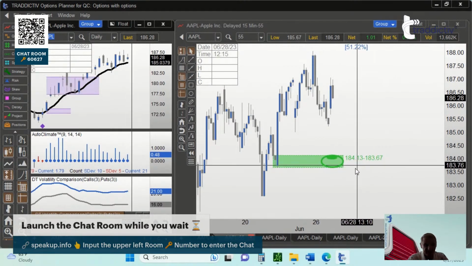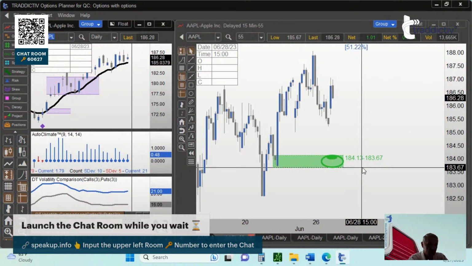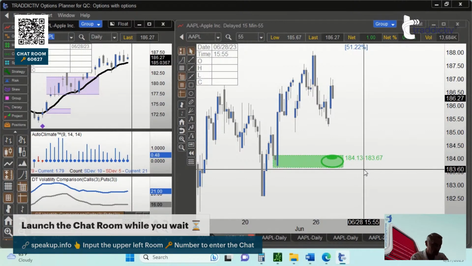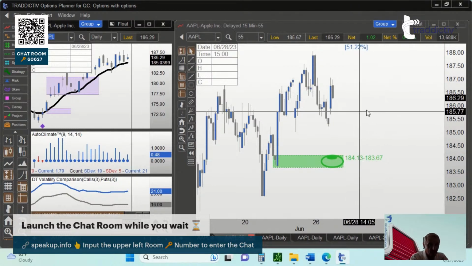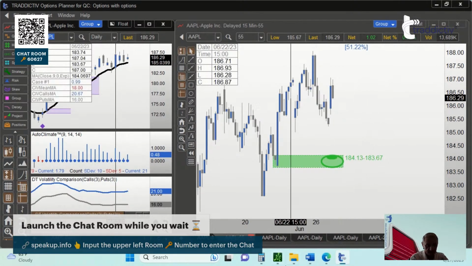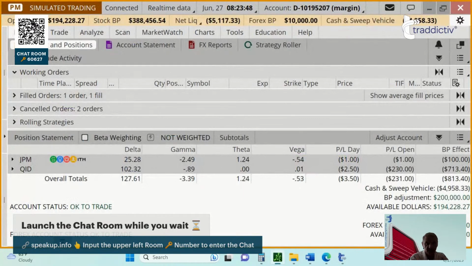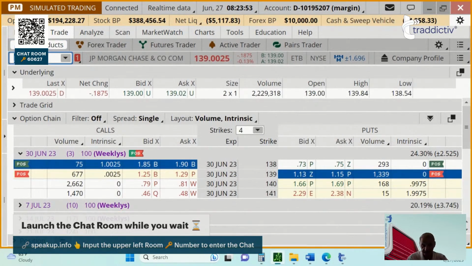You can pick at that level, but then your profit is not going to be as good as if you put the at the money and at the money, because I want to teach today just at the money and at the money trade. I'm going to select the higher level, which is 186. So again, I'm going to place the trade, and the trade shouldn't take that long to enter.